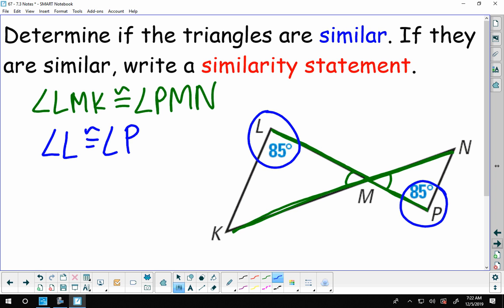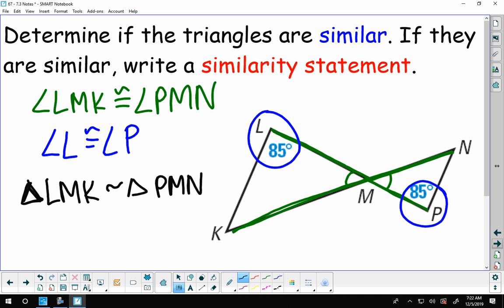And now we have two angles of one triangle congruent to two angles of another triangle, so we can conclude that my two triangles are similar. So since I already matched up corresponding parts for the angles, I can just use those for the names of my triangles. So triangle LMK is similar to triangle PMN.